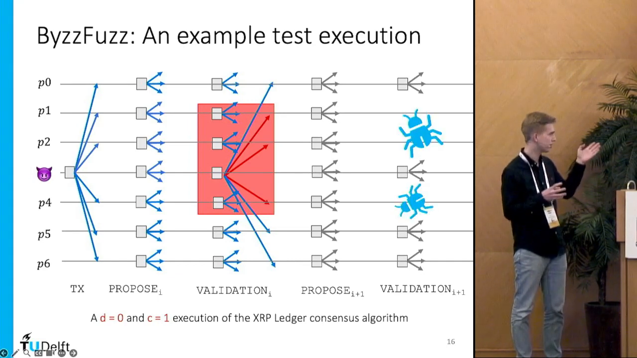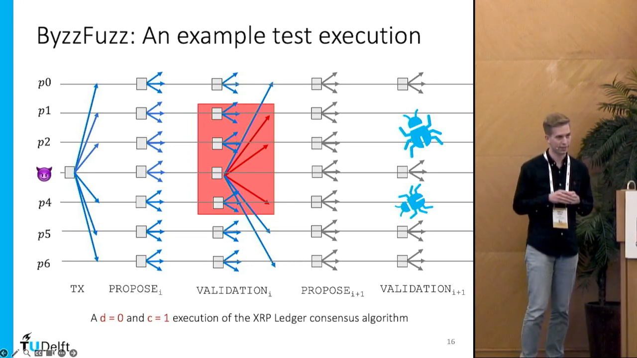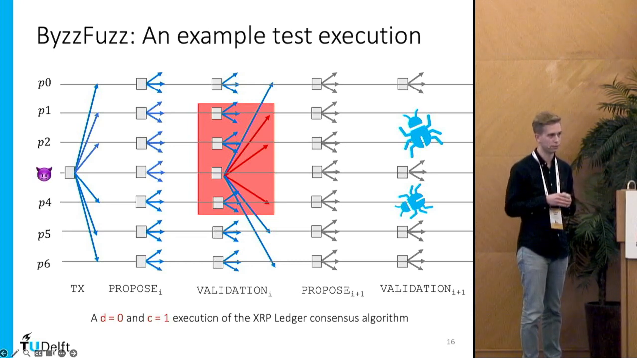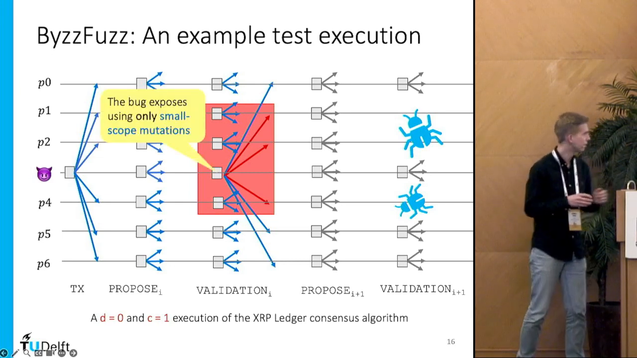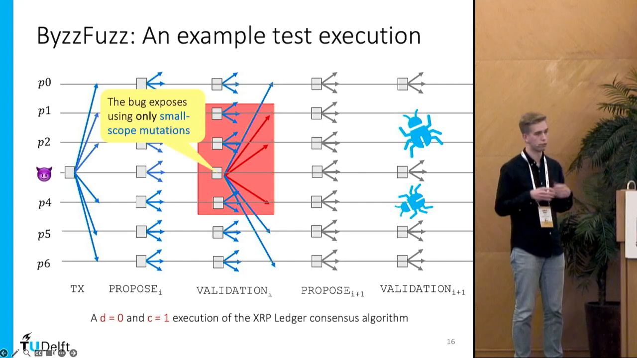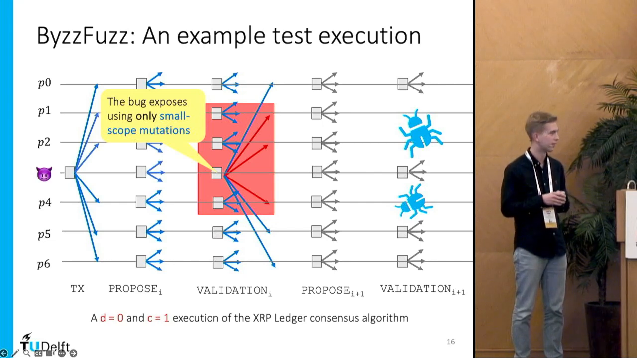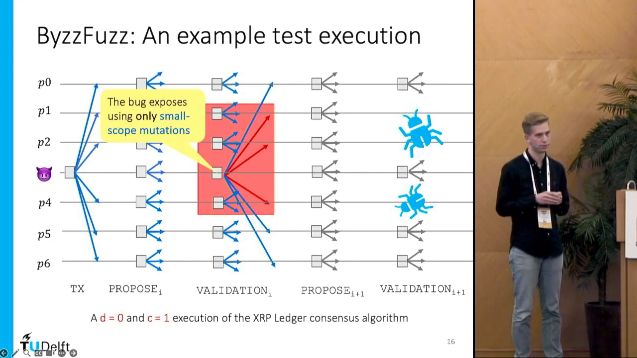This is actually a bug that ByzzFuzz detected in the production implementation of the XRP ledger that was previously unknown. I would like to highlight that this bug only exposes using our small scope mutations because the ledger sequence numbers are checked to be in a specific interval.